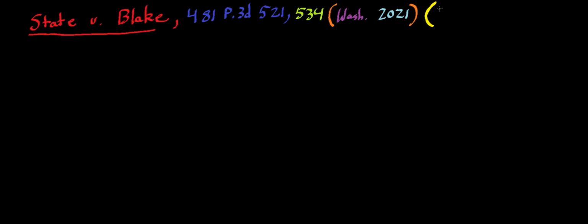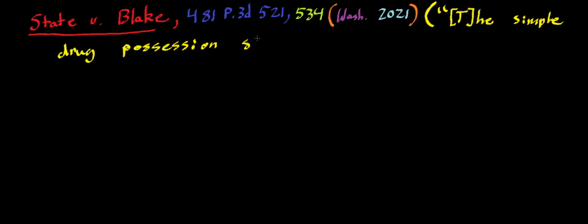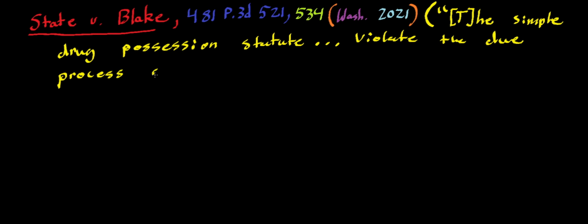And the other option is to do a quotation in the form of a complete sentence. So in this case, the portion that I want to quote doesn't start in the sentence, so I drop a bracket, capital T, the simple drug possession statute, dot, dot, dot, violates the due process clauses.